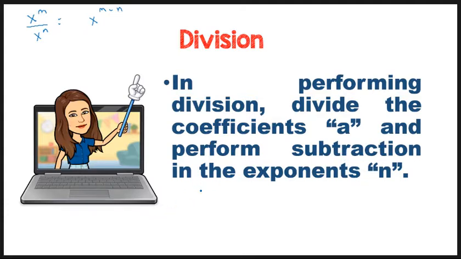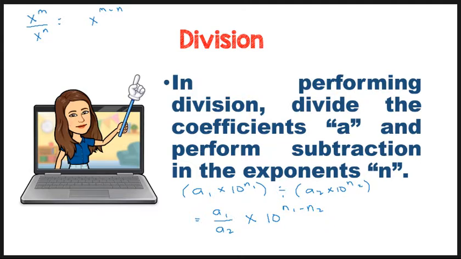Let's look at this example. If you have a sub 1 times 10 raised to the power of n sub 1, and then you are asked to divide it by a sub 2 times 10 raised to the power of n sub 2, then your quotient will be a sub 1 over a sub 2 times 10 raised to the power of n sub 1 minus n sub 2.